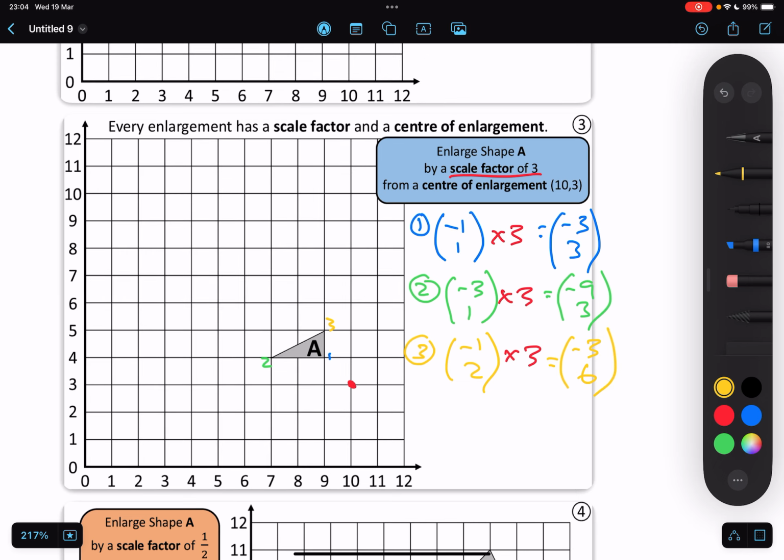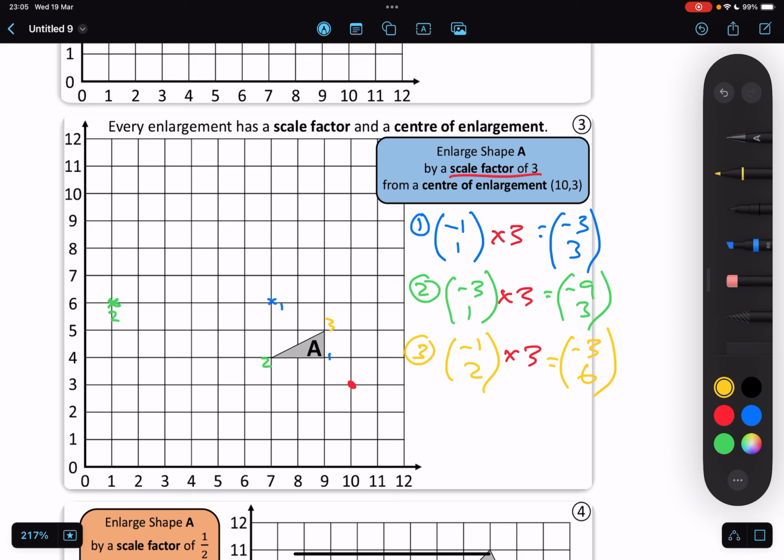So now let's make a journey from the center of enlargement to our new 3 points. We're going to go from the center of enlargement 3 to the left, 1, 2, 3, and 3 up, 1, 2, 3. So over here will be our new point number 1. For point number 2, 9 to the left and 3 up. So 1, 2, 3, 4, 5, 6, 7, 8, 9 to the left, 3 up, 1, 2, 3. Okay, there. That's our new point number 2.